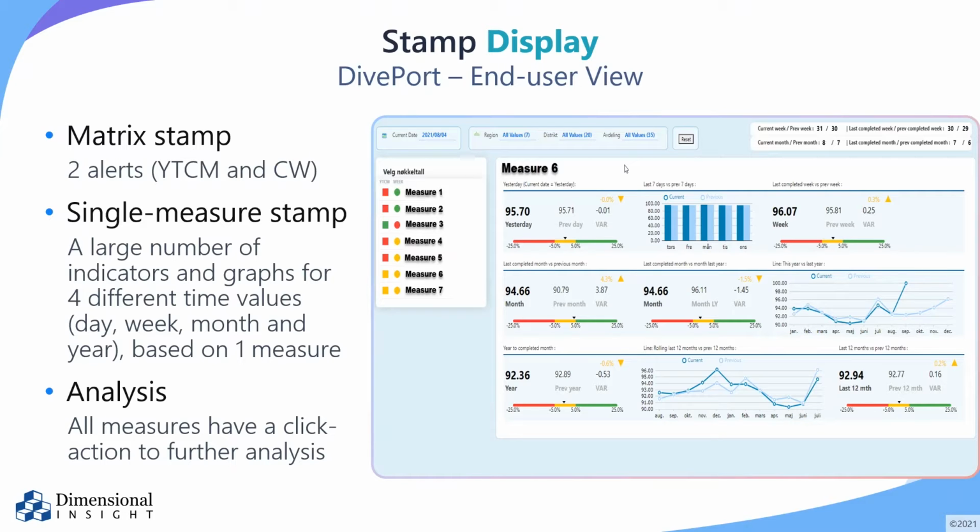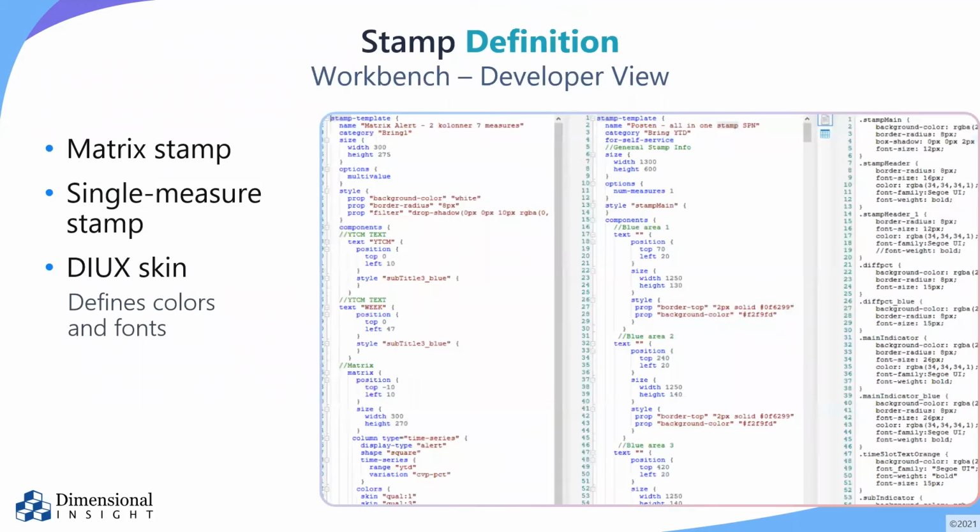Should we have one page for each measure? The solution to this issue was that we took a standard executive multi-value matrix and combined those two stamps with action group in Diva Portal. We made the matrix stamp so we easily could choose a measure to analyze by using the alerts: year to completed month and last completed week. When picking a measure, we can see the development for the last days, last week, last month, and last year. All measures have also defined a quick action for further analysis.